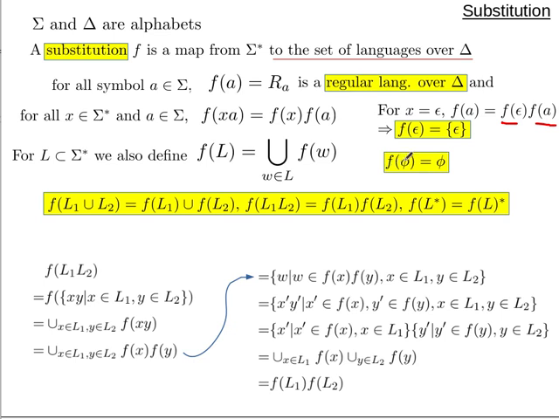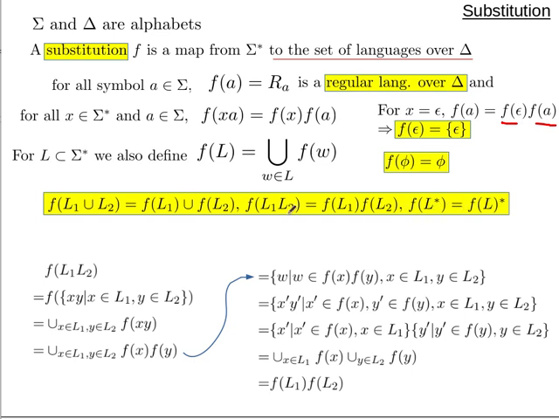And if you map an empty set, you get an empty set, so phi maps to phi. That's most trivial. And then it has this property that if you take f of L1 union L2, or L1 L2, or L star, you can push this f inside. So this becomes f of L1 union f of L2. This becomes f of L1 concatenated with f of L2, and this becomes f of L Kleene star.